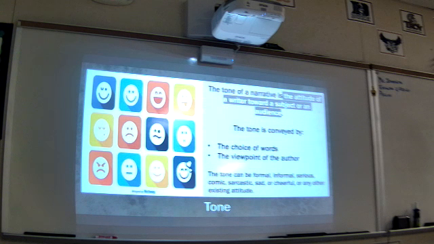Now, tone can take many forms. It can be formal, informal, serious, comic, sarcastic, sad, or cheerful, or any other existing attitude, okay? You don't necessarily have to write all that down. Again, we should be familiar with what tone is by this point, but if you don't remember, by all means, go ahead and take note.